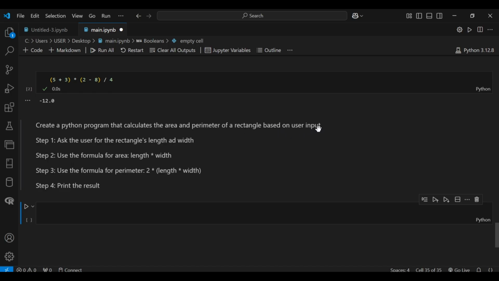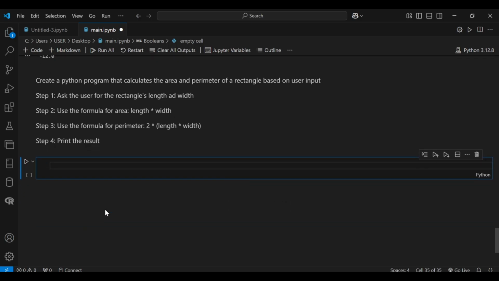So first we want to get the user's input. So we can first ask the user for the rectangle's length and width. Then the second thing is we want to use the formula. They said we should calculate the area. So we want to use the formula for area, which is this, area of a rectangle, which is this. Then use the formula for the perimeter of a rectangle, which is this. And afterwards, we are going to print the results of our program. So now that we already have the steps we want to follow, then we can proceed to write our code. So let's write the code now.